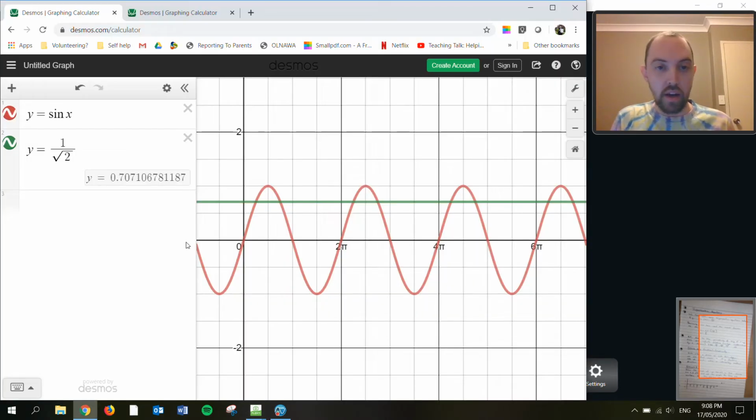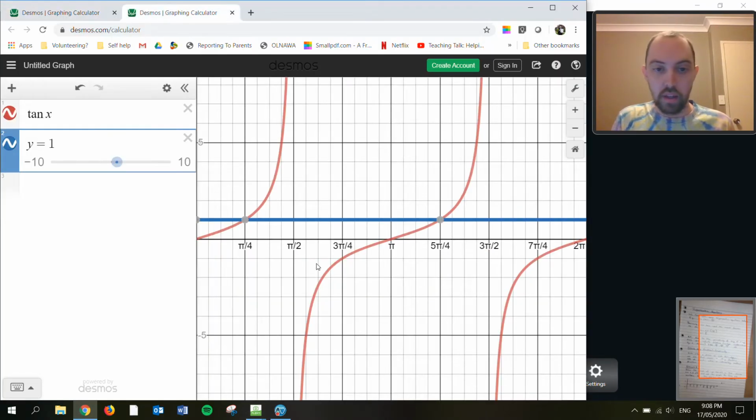And a better diagram would look a little bit like this. So the domain is between 0 and 2 pi. We've got both of our functions, tan x and y is equal to 1. And then where these two cross over is where these functions are equal, or the solutions. Okay, so you've got pi on 4 and 5 pi on 4 as my x values for that.